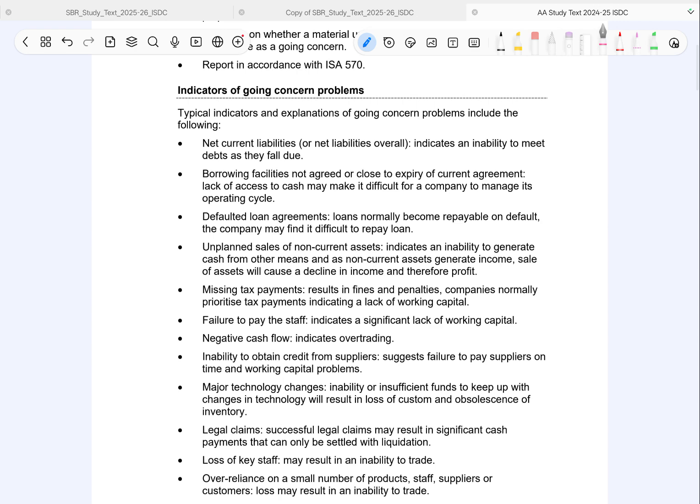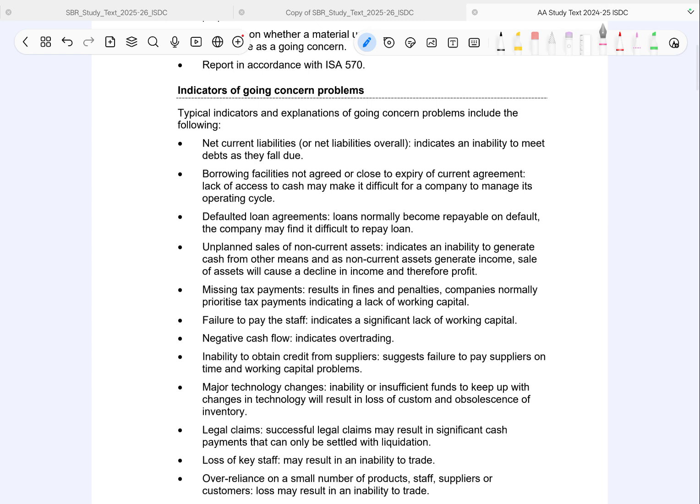Missing tax payments. Companies usually never skip this unless they are struggling. Not paying staff. Major working capital issues. Negative cash flow. Overtrading, growing too fast without cash. Suppliers not giving credit. Trust issues plus cash problems.